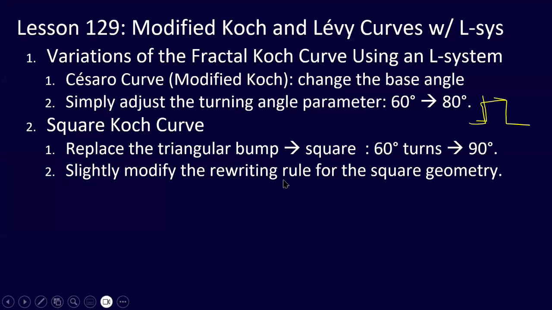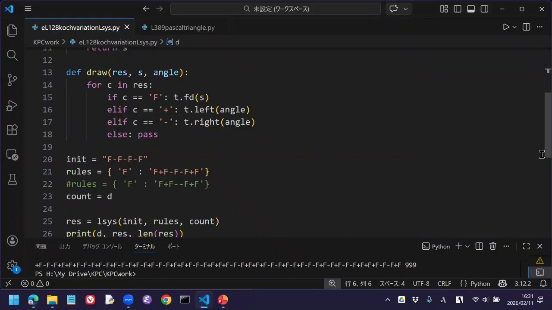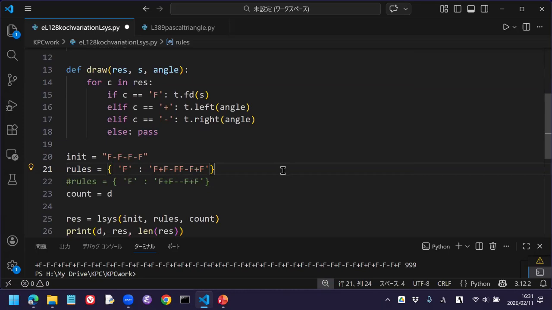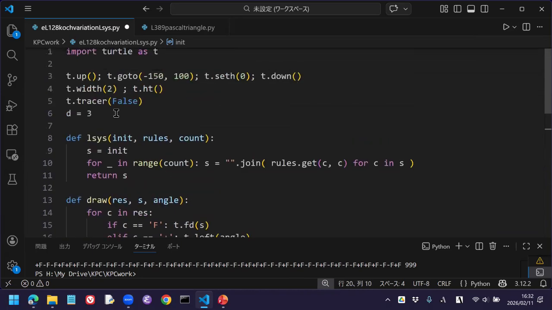Or we can try to slightly modify the rewriting rule for the square geometry. We can have a bigger flat space like this, twice the size. So, for example, that one can be drawn by F minus minus FF here. For the third one, we have FF here. Let's see how it looks for, say, a single F and a level of, say, 3.